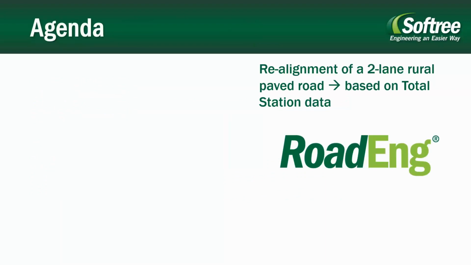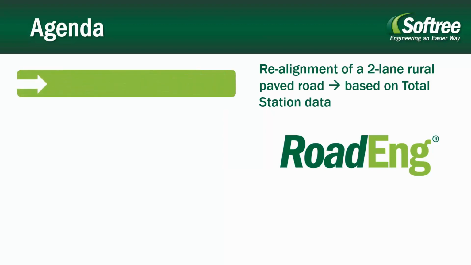Okay, so today we'll be demonstrating a realignment of a 2-lane rural paved road based on total station data. Jack will be demoing in 5 major steps. So first, we'll import some survey data to create a tin model and some contours. We'll be using total station for this demonstration, but just to let you know, RoadEng also works with many other survey methods, including LiDAR and drone data.